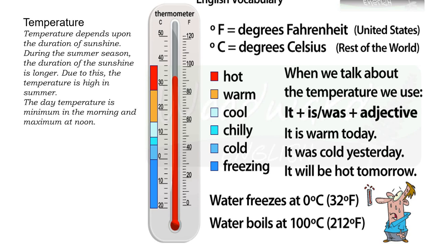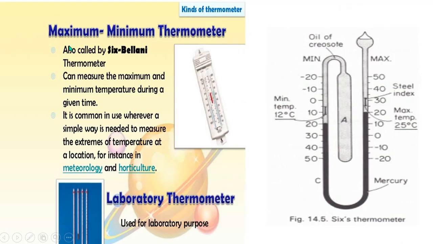First, let's see temperature. It depends on the duration of sunlight. When the sunshine is longer, the temperature will be higher; in the morning it will be a minimum and at noon it will be a maximum. The instrument used for measuring temperature is the thermometer, and it is measured in degrees Celsius and Fahrenheit. For measuring the lowest and the highest temperature we use the maximum minimum thermometer, also known as the Six's thermometer.